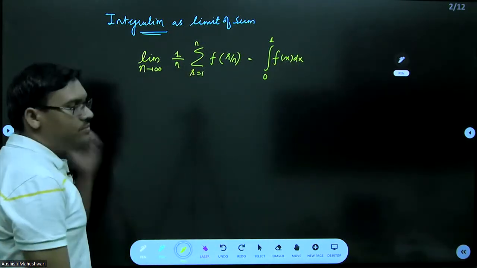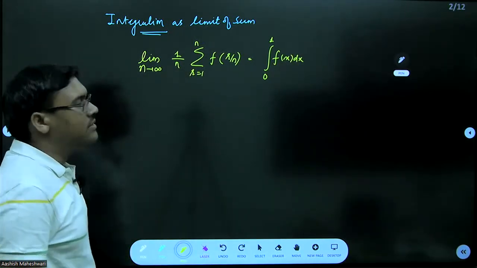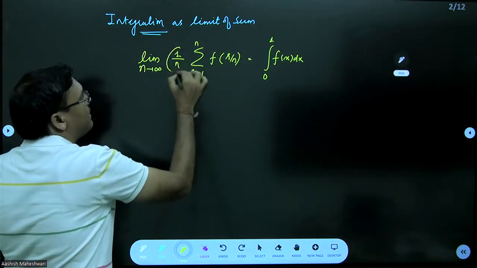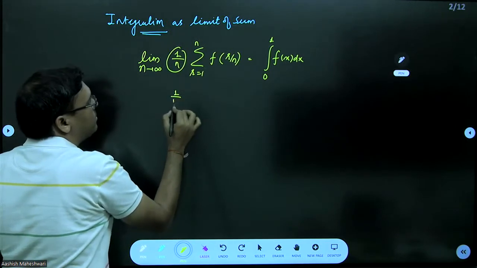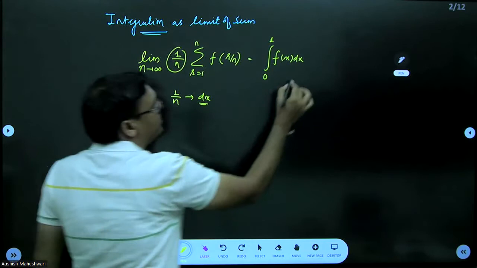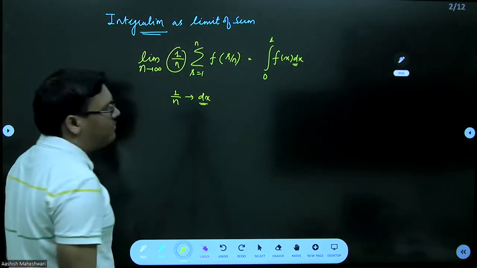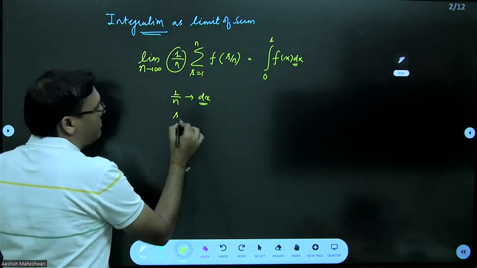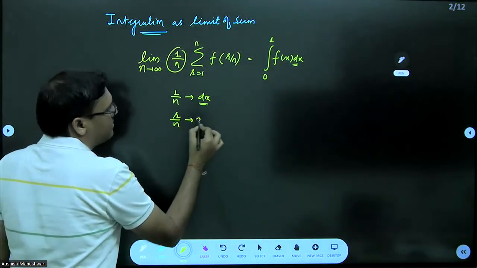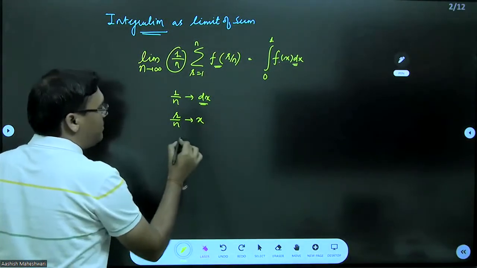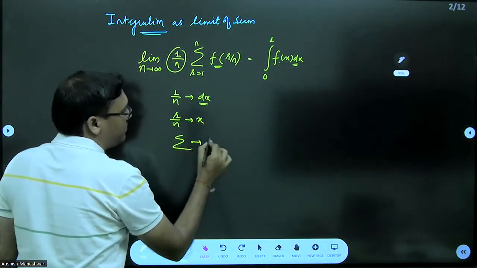Look carefully here. I am not going into the proof of this. The idea is, if you have this type of expression, then 1 by n is approaching 0, correct? So it is a small element I am taking. This is equal to dx. I'll explain the proof in some other video. You just replace r by n with the variable x, so this will become f of x dx. Sigma you can convert to integration.